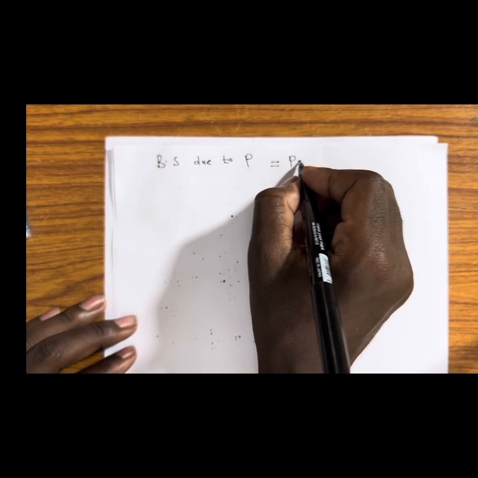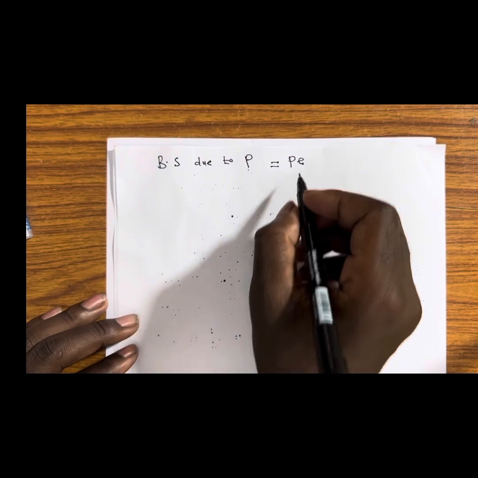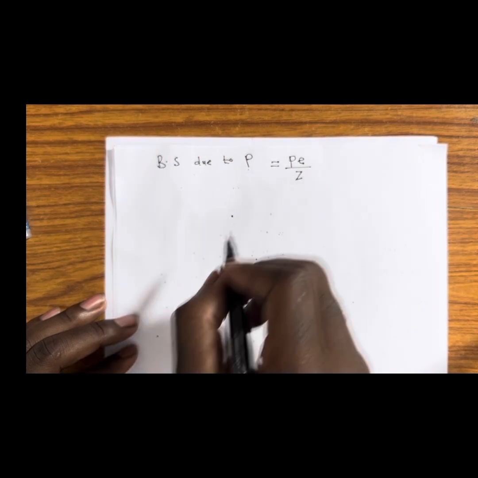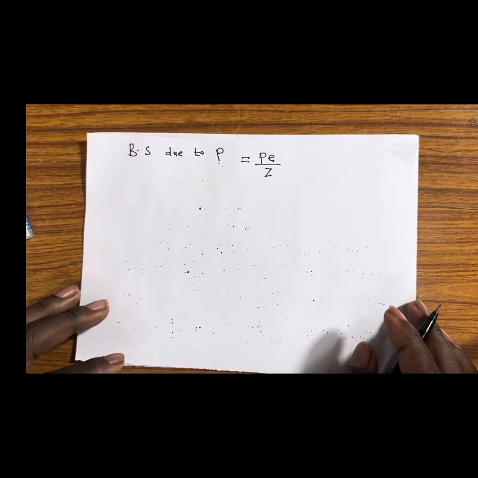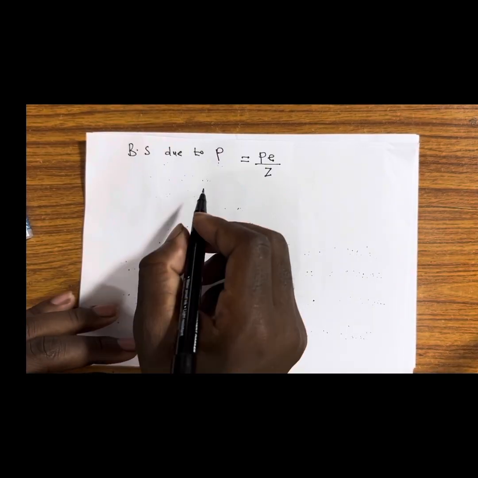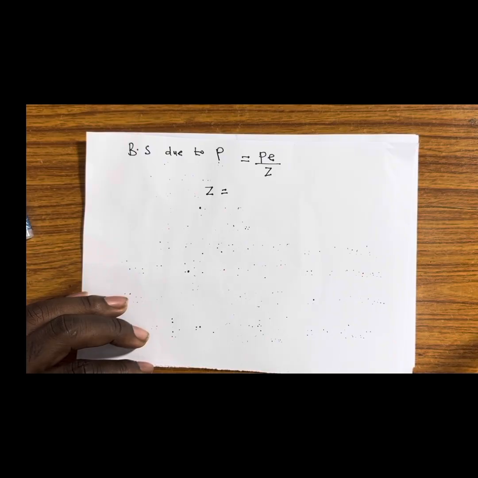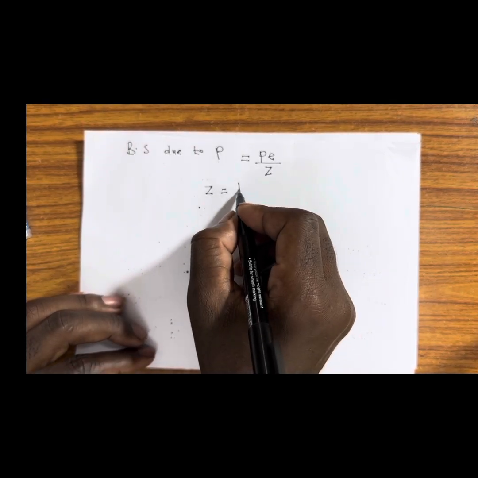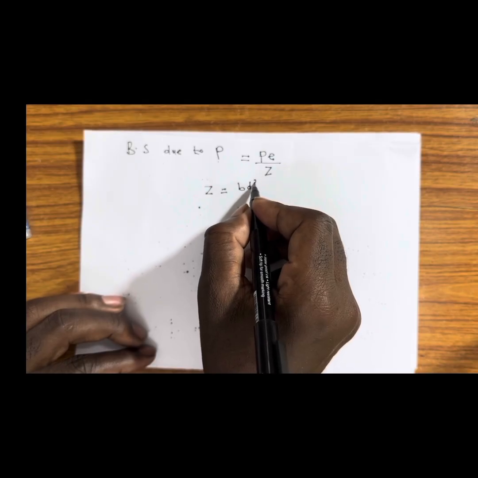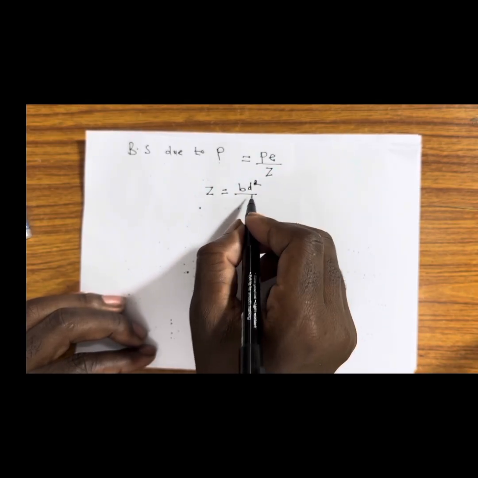P E out of Z, where Z is what we call the section modulus. We know P, we know E, but we don't know Z. But we have the cross section. So let's first find Z. The shortest formula for finding the section modulus is BD cube. No, BD squared, I mean, by 6, not cube.